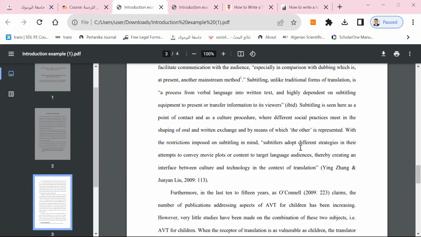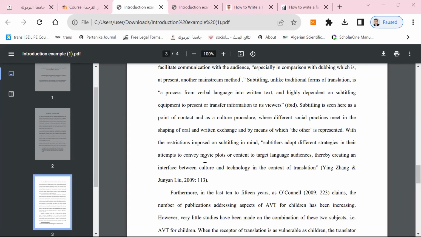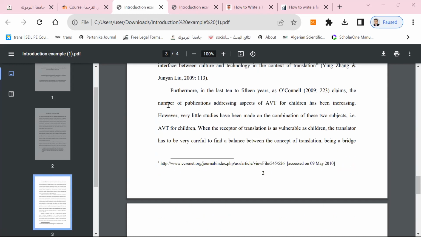Subtitlers adopt different strategies in their attempts to convey movie plots or content to target language audiences, thereby creating an interface between culture and technology in the context of translation. Now, this is a justification for why subtitlers use different strategies in order to create an interface between culture and technology in the context of translation. Again, look at this paragraph here. Furthermore, he's talking about the importance or the main purpose of the thesis.